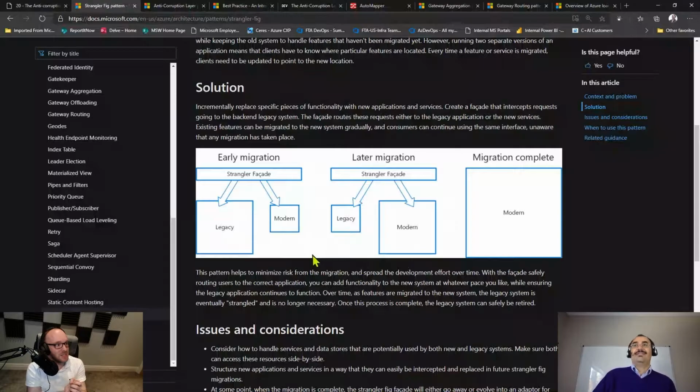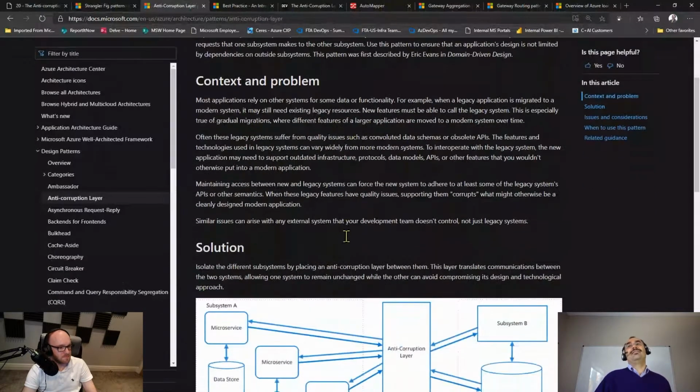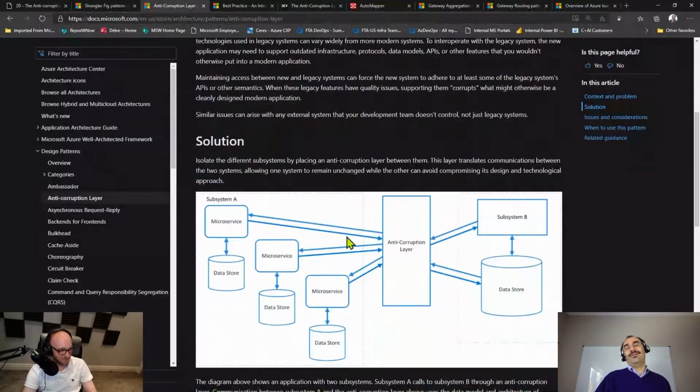Good. Okay. So you mentioned anti-corruption layer. Correct. So visually, let's think about this as we move to the anti-corruption layer. The pattern within the documentation goes through the same kind of process we've gone through before: understanding context and problem, the solutions, issues, considerations, when to use it, or what the anti-pattern situation is. And as usual, there's a great diagram here.